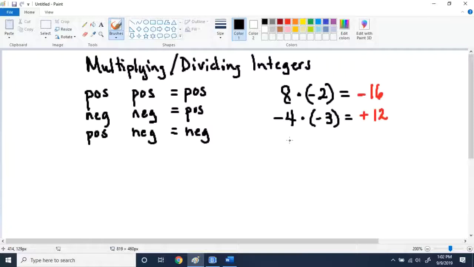You may also see multiplication written like this. Anytime a number is directly beside a parentheses, it means multiplication. So a positive 5 times a positive 7, both signs are positive, so your answer is going to be positive 35. You just simply multiply.